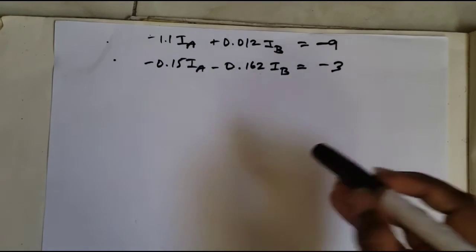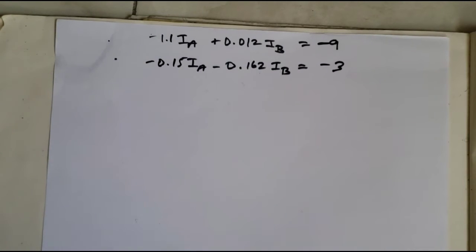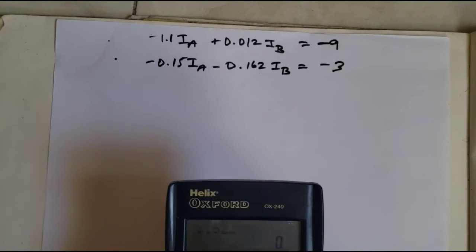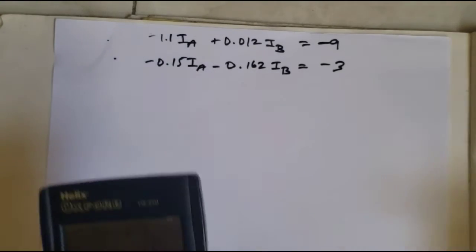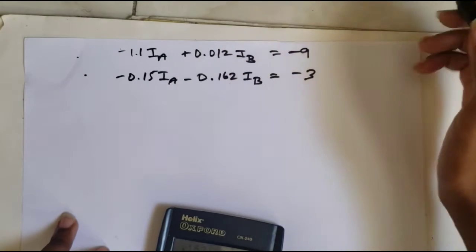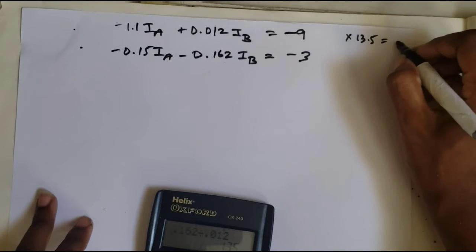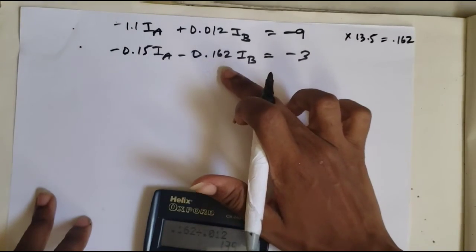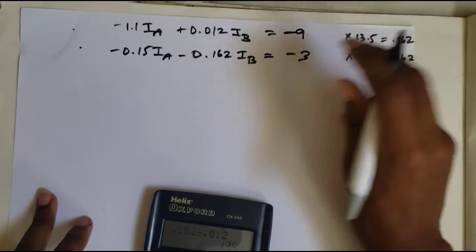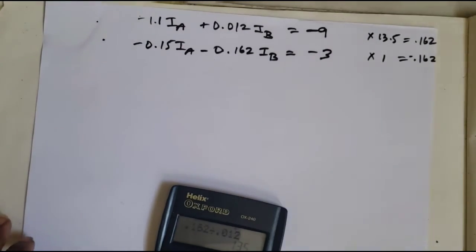So what I would do, I would just divide the 0.162 by this number to find a common factor, right? And turns out that if you divide 0.162 by 0.012, the common factor is 13.5, right? So if I times 0.012 by 13.5, it would give me 0.162. And of course, getting back this, I could just times it by 1 to get back 0.162. But since this is negative, it would give me a negative 0.162. So great.